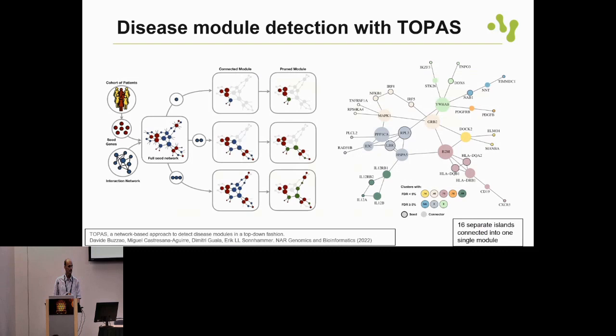We also have another approach called Topaz, which has a slightly different goal. It's also finding disease modules, but it's trying to take, let's say, all known disease genes and connect them to each other and find a single module out of that. So it's a top-down approach that basically starts with a fully connected full seed network and then removes links.